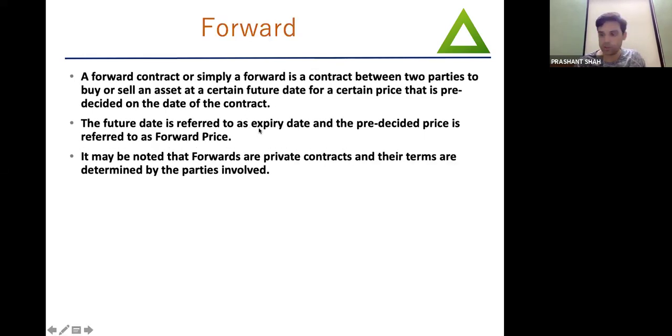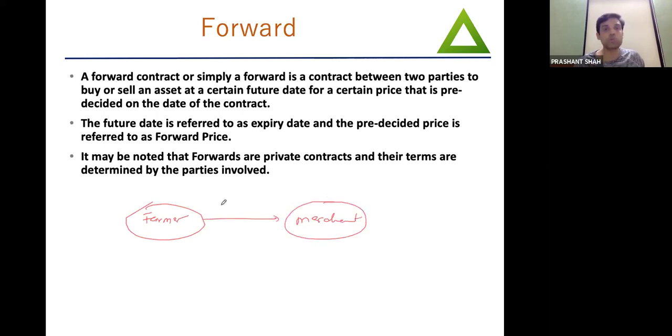Starting with forward. Let me reproduce that example. We had a farmer with us, another one was the merchant, right? So these are the two parties. The farmer wants to sell rice after 3 months, price fixed today, and the transaction will happen after 3 months, that is 50 rupees per kg. That is the price fixed today, right? So this is what we understood. Now let us read the definition of forward.